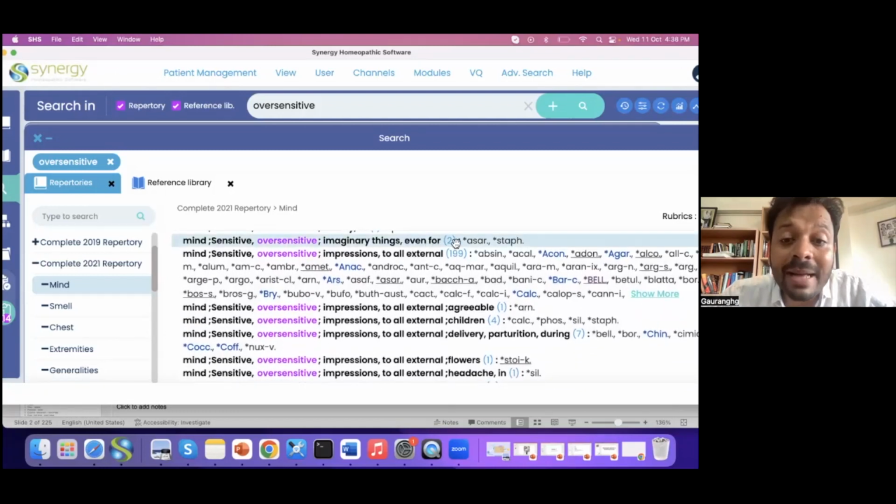Sensitive to even imaginary things, Staphysagria. Very sensitive. They imagine things. There is a symptom in Kent's Repertory: imagines insult. They imagine, my God, I go into the airport and what if they say something about my color? What if they say something about my dress? What if they say something about my history? What do those people think about me?